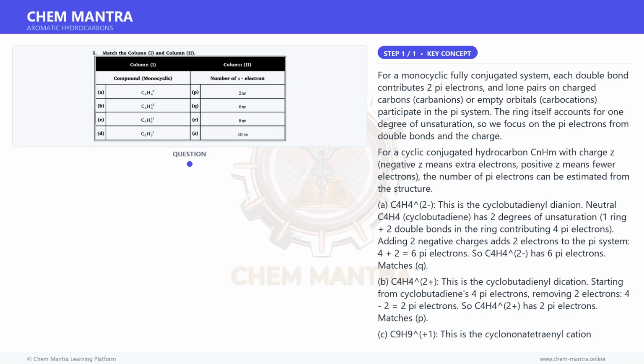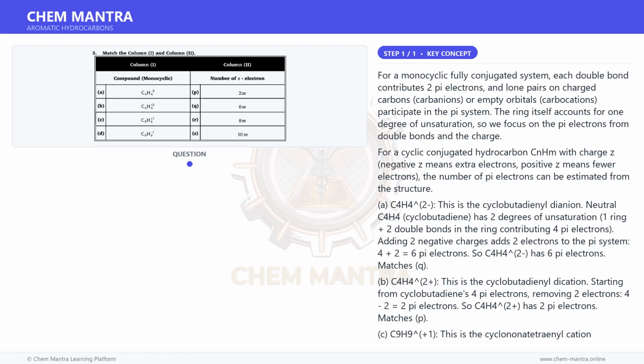For a monocyclic fully conjugated system, each double bond contributes to pi electrons, and lone pairs on charged carbons (carbanions) or empty orbitals (carbocations) participate in the pi system. The ring itself accounts for 1 degree of unsaturation, so we focus on the pi electrons from double bonds and the charge. For a cyclic conjugated hydrocarbon CnHn with charge Z, negative Z means extra electrons, positive Z means fewer electrons. The number of pi electrons can be estimated from the structure.